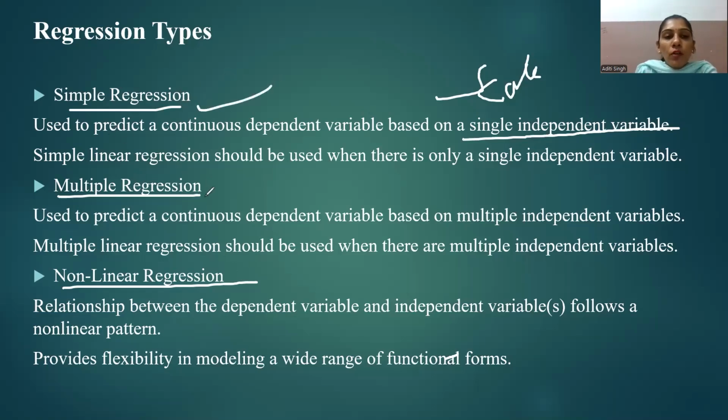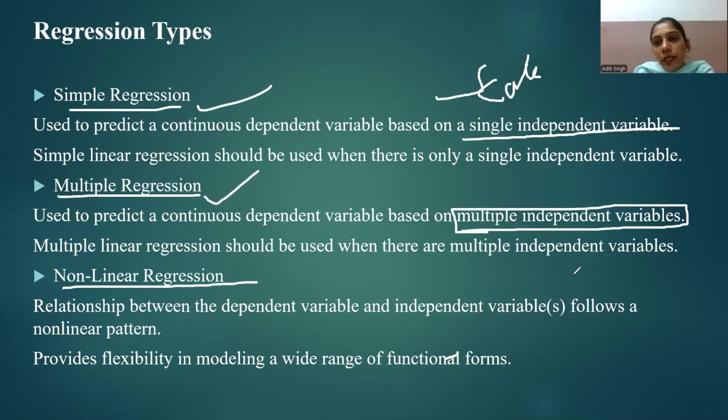And when we talk about multiple regression, it is used to predict again a continuous dependent variable, but with multiple independent variables. Here, in the case of multiple regression, there can be multiple independent variables, but in the case of simple regression, there can be only a single independent variable.